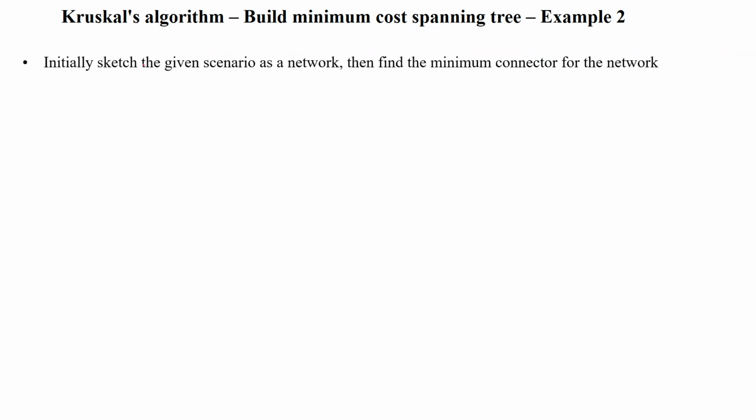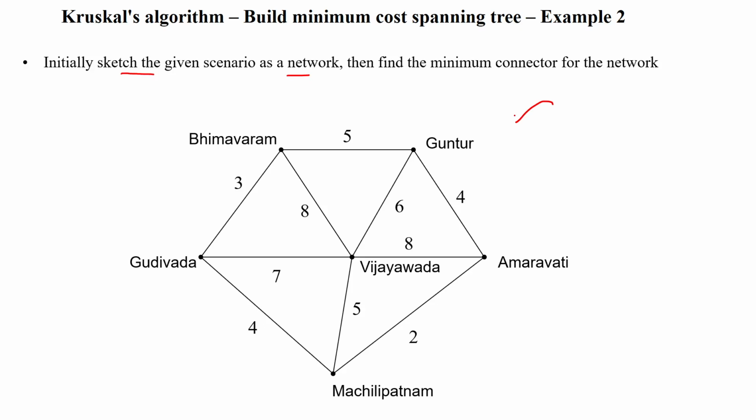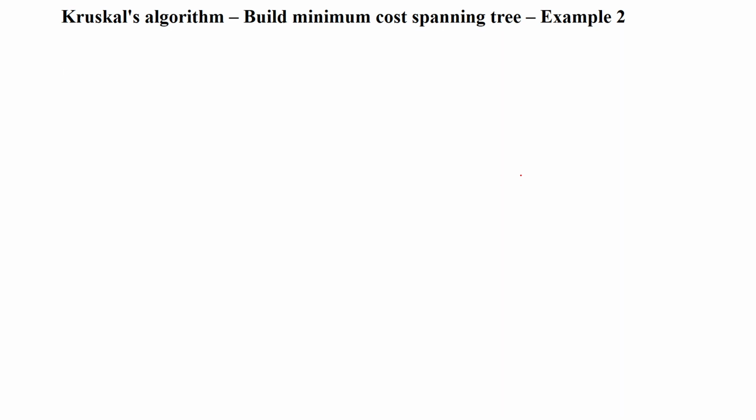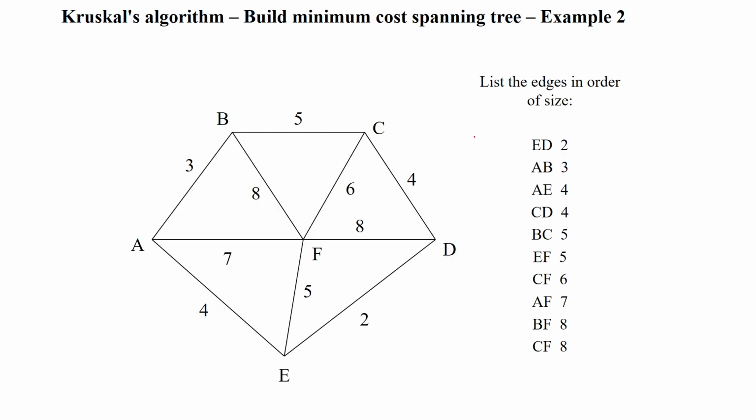So first we will draw the network as a graph. For that we use the distance of each and every city, and each city is used as a vertex, and the distance is used as a cost or weight for the edge. So after drawing this diagram, that is the graph, then we can use Kruskal's algorithm to find out the minimum cost spanning tree. First we have to know the weight of each and every edge.